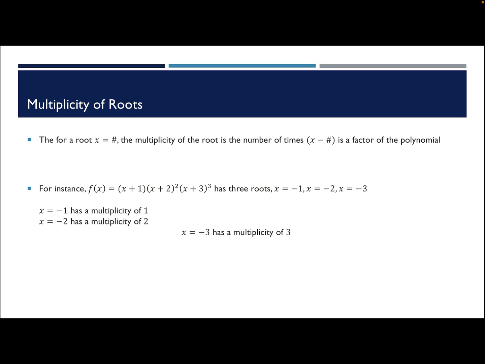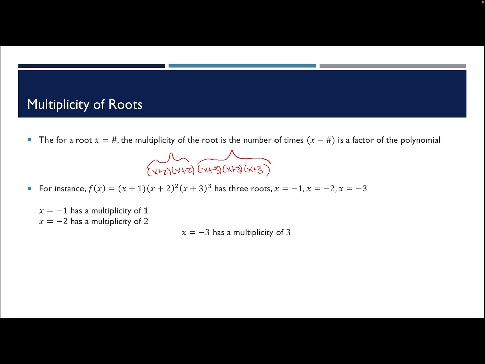But when we see something like x plus 1 times x plus 2 squared times x plus 3 cubed, that could, of course, be rewritten to be x plus 2, x plus 2, and then x plus 3, x plus 3, and x plus 3. And we can see we have 2 x plus 2s and 3 x plus 3s, and that's where that multiplicity comes from. The multiplicity, again, is just the number of times that factor occurs.